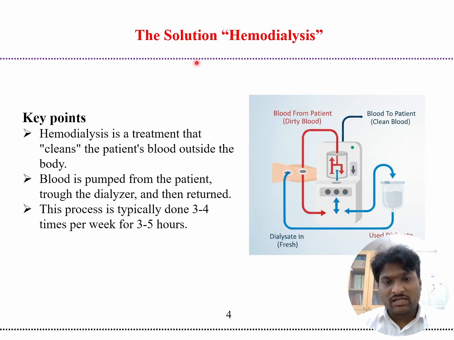So how do we treat a patient whose kidney has failed? We have a process called hemodialysis. The key point is that hemodialysis is a treatment that cleans the patient's blood outside the body. We take the blood out of the body, pass it through the dialyzer, and then return it. This process is typically done 3 to 4 times per week for 3 to 5 hours.